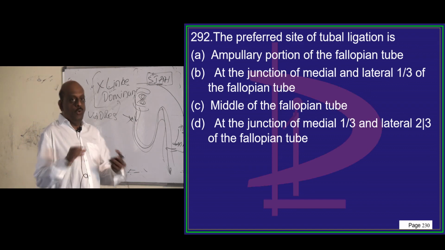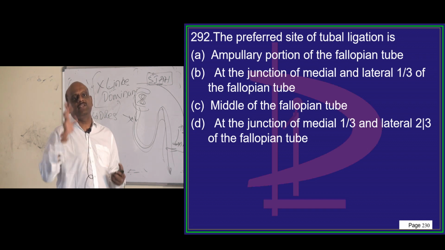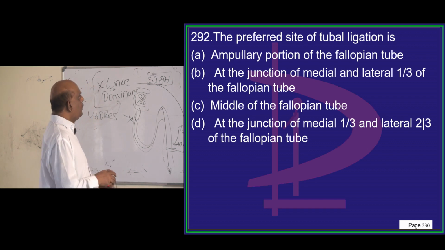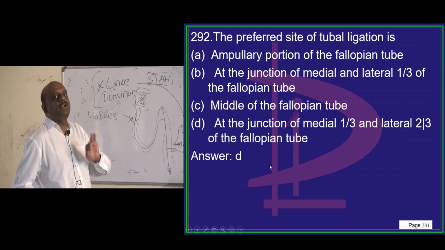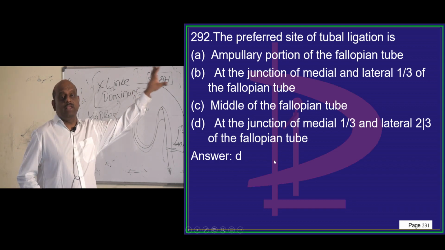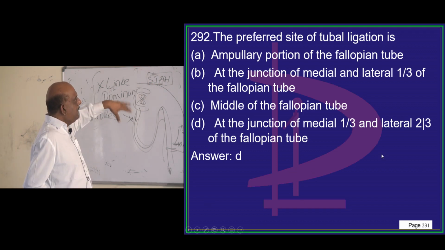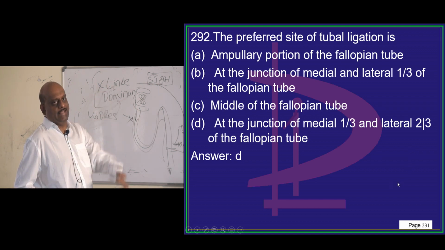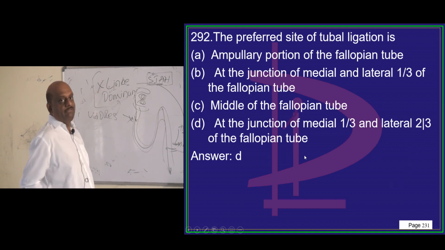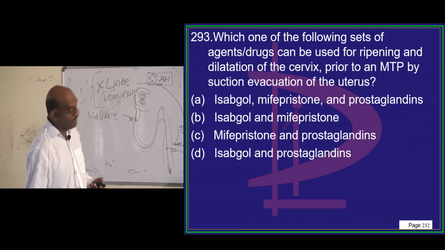Now, if you have to do tubal ligation, what is the best location? Isthmus is the best location. That is, the junction of the medial 1/3 and the lateral 2/3. If the examiner gives isthmus, that is the answer. But if isthmus is not given, then the junction point of the medial 1/3 and lateral 2/3, so that is the preferred site of tubal ligation, is what you should remember.